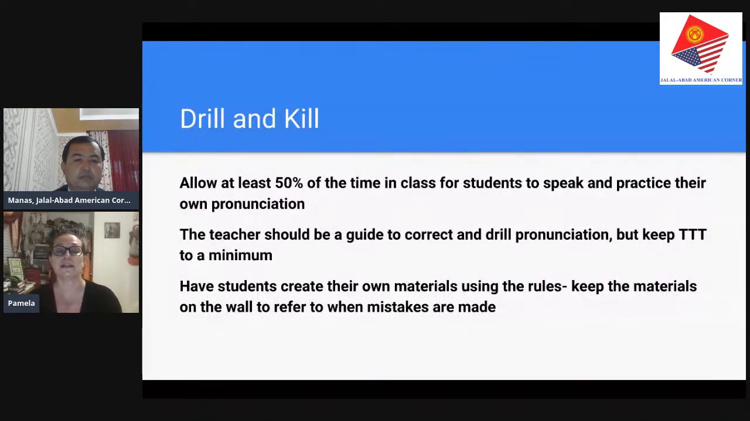So the teacher should be a guide to correct and drill. Keep teacher talk time to a minimum. Remember TTT. We were told that the best teacher is just pointing at things, hardly ever talking. Point at the picture, use gestures, use your facial expression, and try to keep TTT to a minimum. Of course, with drilling you're going to say something so they can repeat it, but you want to talk as little as possible. Have students create their own materials using the rules and keep the materials on the wall.